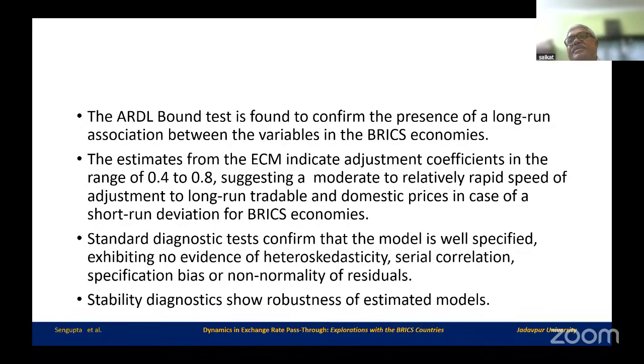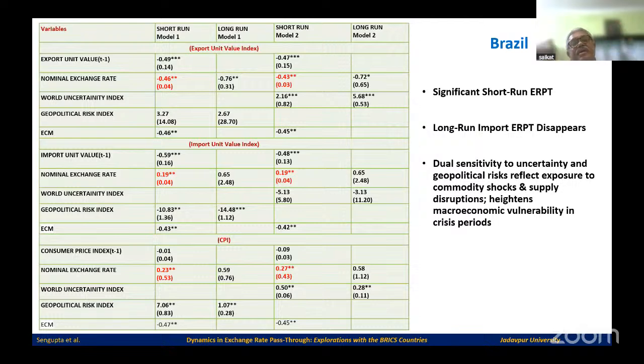So if you look at the error terms, you would see the coefficient in the range of 0.4 to 0.8. Standard diagnostic tests confirm that the model is well specified, exhibiting no evidence of heteroscedasticity, serial correlation, specification bias, or non-normality of residuals. We have checked all that. Stability diagnostics show robustness of the estimated models. So we have used part of the model, rerun the regressions, and looked at them. Now here we have the results, one by one, for all the BRICS economies.